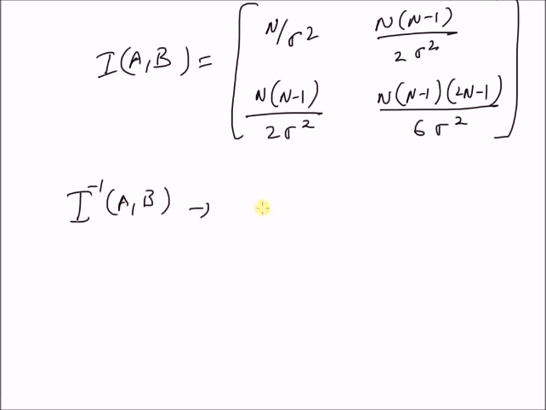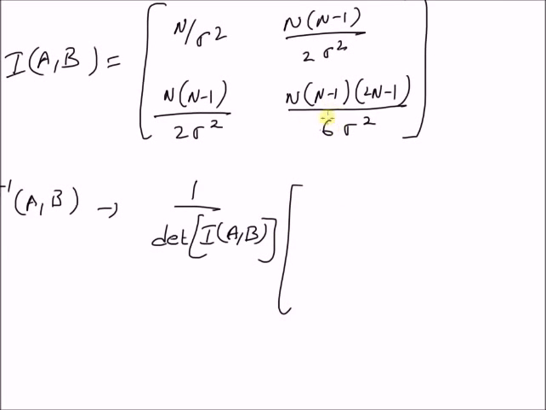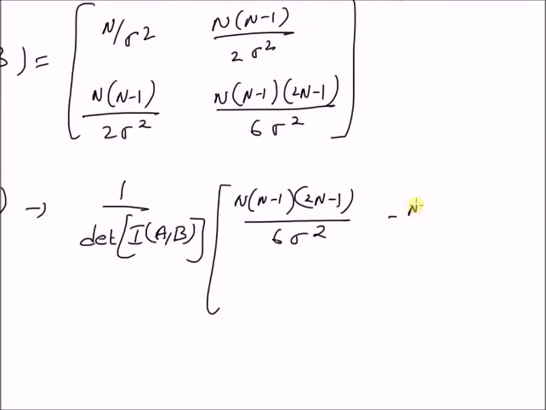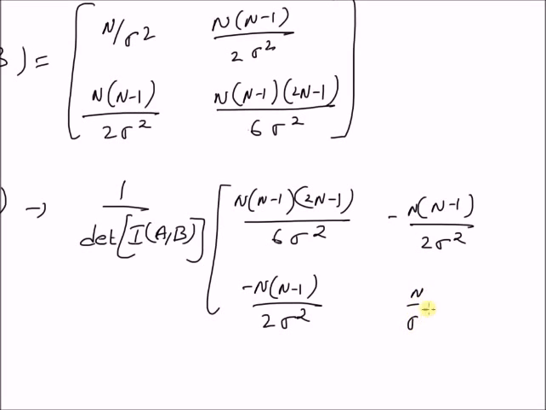which is defined as 1 by the determinant of the Fisher information matrix multiplied by the fourth element, which basically becomes the first element, that is n into (n minus 1) into (2n minus 1) by 6 sigma square, and the off diagonal elements become negative, that is minus n into (n minus 1) divided by 2 times sigma square, minus n into (n minus 1) over 2 times sigma square, and the last one becomes n by sigma square.